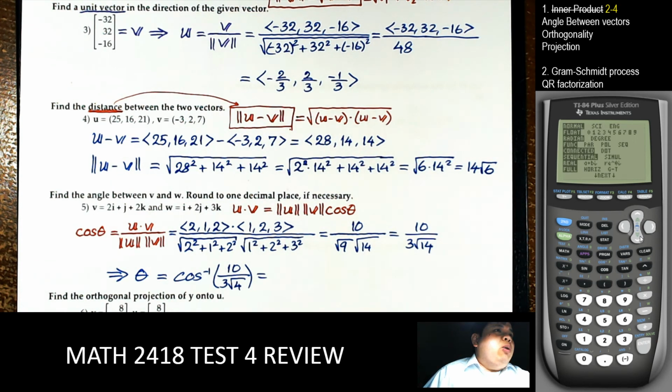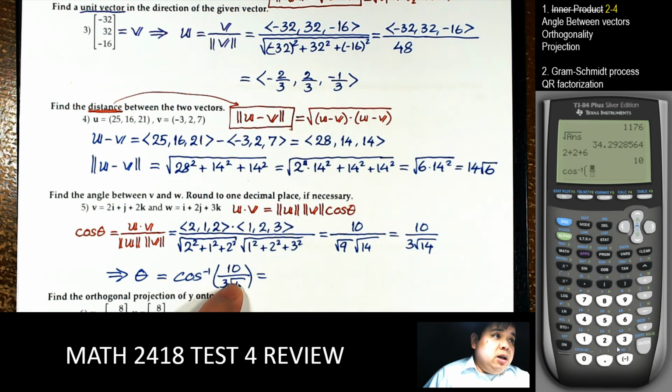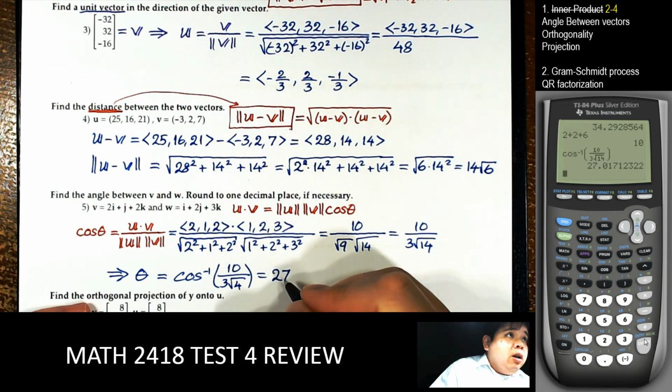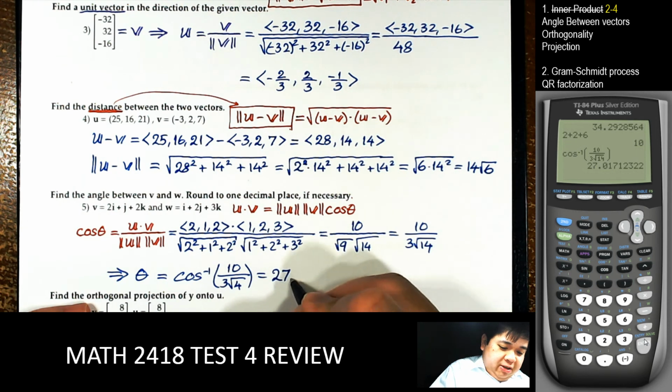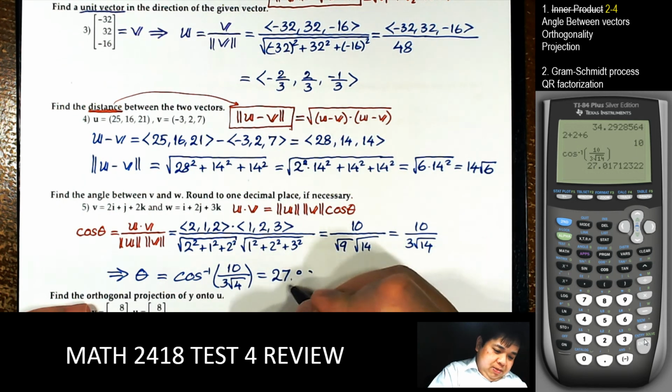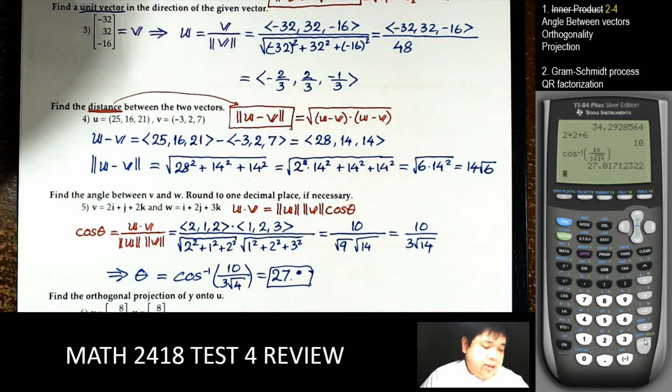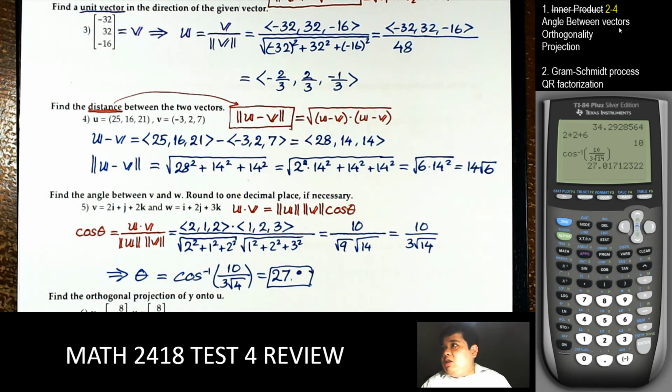Let's see, I'll keep this in degree mode. And then find the cosine inverse of the fraction, 10 over 3 square root of 14, right? And that gives 27, to one decimal place, so 27 degrees. That's what we have. Right, so that is the angle between two vectors.